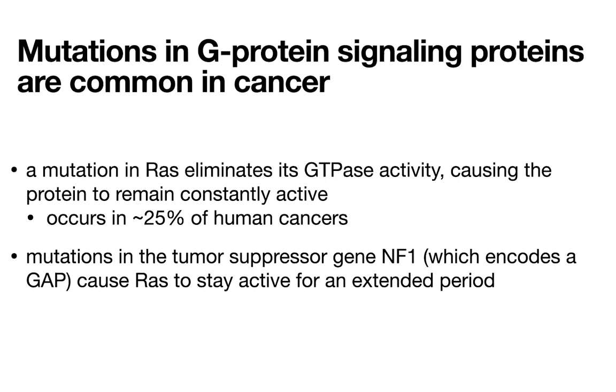You can also get mutations in GAPs. So those are proteins that actually cause the G protein to activate its GTPase activity. So basically the mutation in RAS itself can alter the intrinsic GTPase activity of the G protein. But you can also have mutations in the regulatory proteins that regulate the G proteins, such as this tumor suppressor gene, NF1. So NF1 encodes a GAP, which causes RAS to stay active for an extended period if you have a mutation that's going to inactivate that NF1.